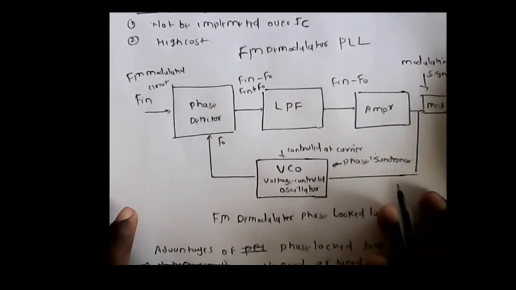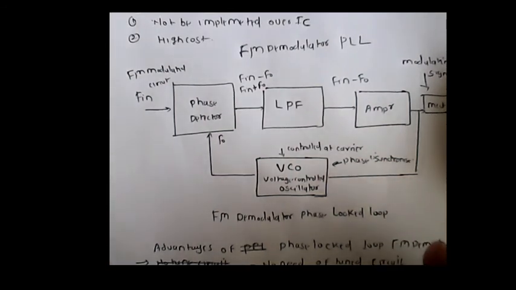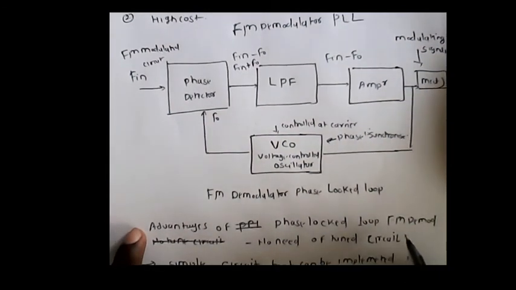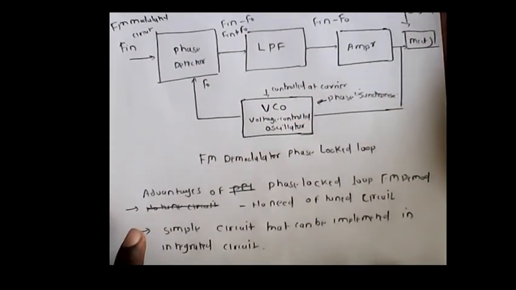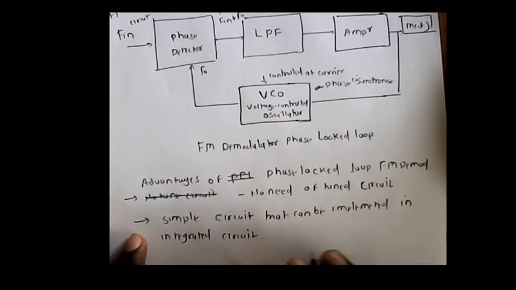So this circuit can be implemented. What are the advantages of using the FM demodulator by PLL? The first advantage: the phase lock loop is an FM demodulator circuit with no need for a tuned circuit. As we saw in the previous lecture, the balanced slope detector and the Foster-Seeley discriminator required different circuits to handle different frequencies, but here there is no need for a tuned circuit. It is a simple circuit that can be implemented on an integrated circuit.